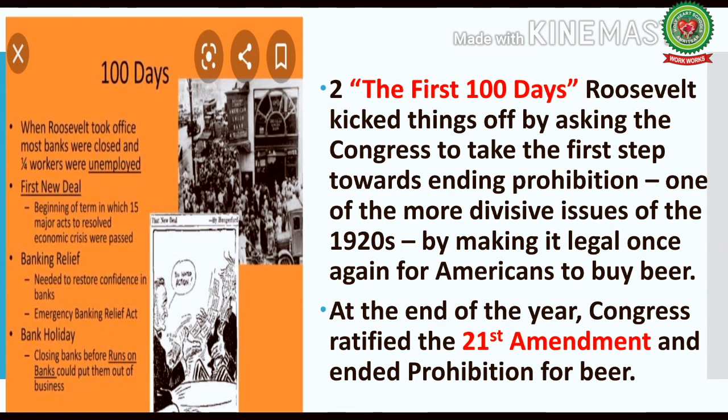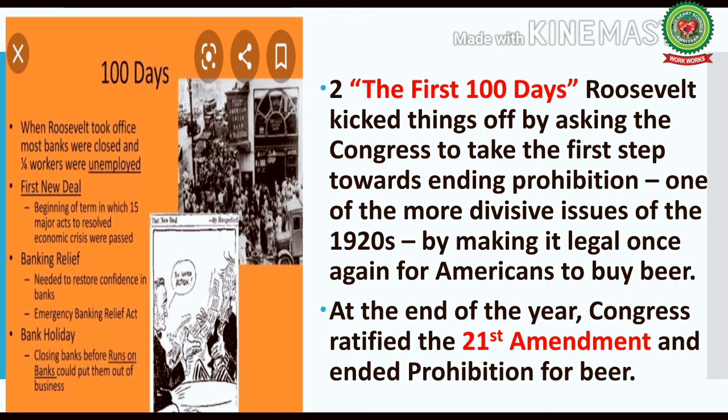The second step towards the New Deal was the first 100 days. Roosevelt kicked things off by asking Congress to take the first step towards ending prohibition, one of the more divisive issues of the 1920s, by making it legal once again for Americans to buy beer. At the end of the year, Congress ratified the 21st Amendment and ended prohibition for beer.